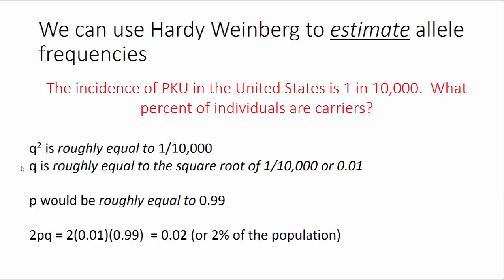At that point we have p and q, and we can estimate the number of individuals in the population that are heterozygous. That would be 2pq, or 0.02, or 2% of the population would be a carrier for the PKU allele given the incidence of homozygotes.